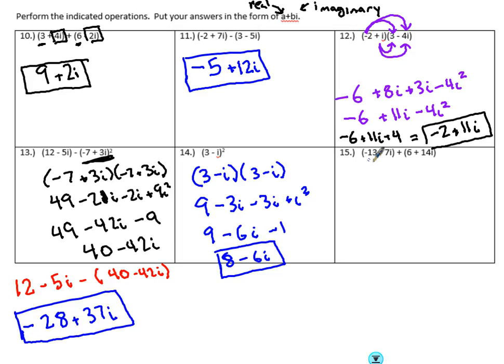For number 15, we're adding complex numbers together. There's no additional work. So you do negative 13 plus 6, which is negative 7, and negative 7i plus 14i, which is 7i. And that's the final solution for this.